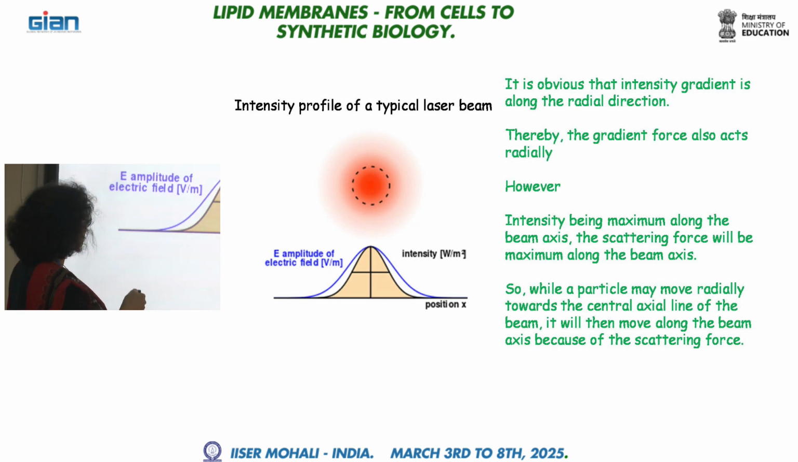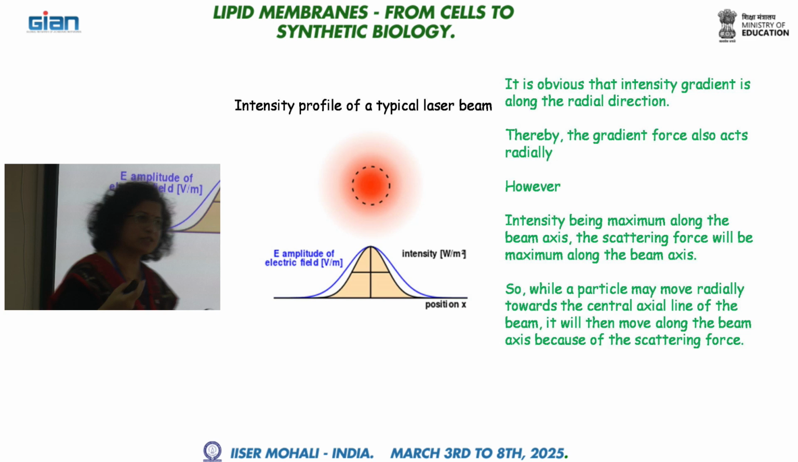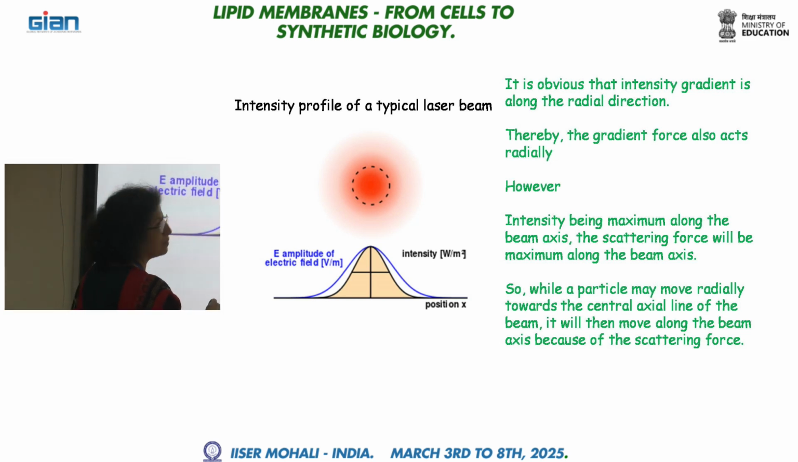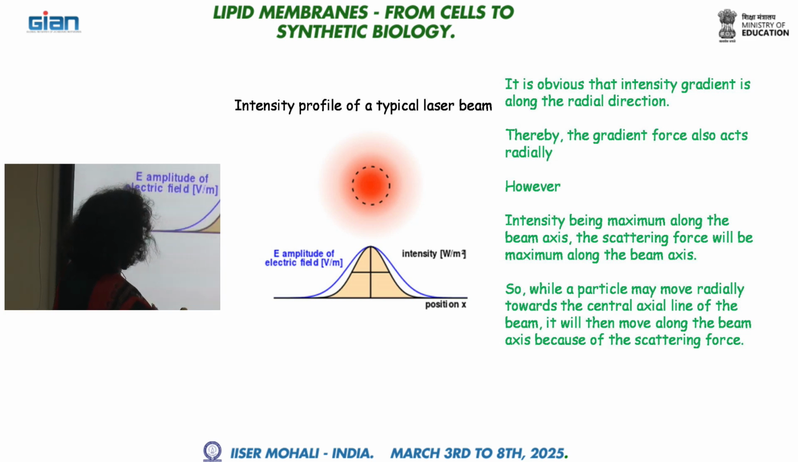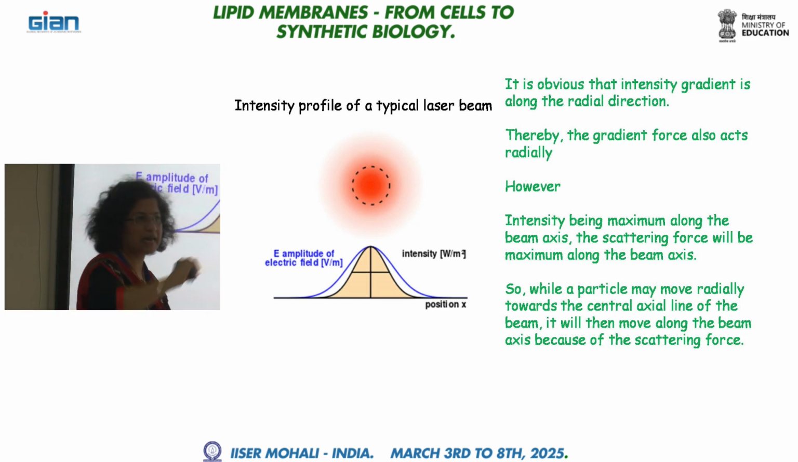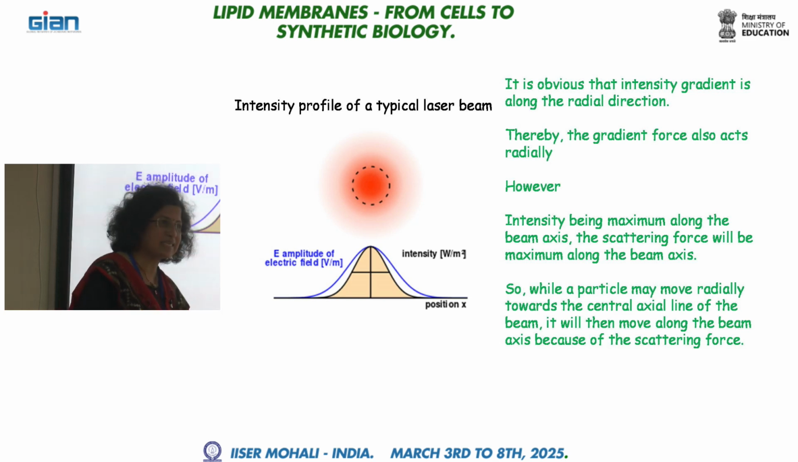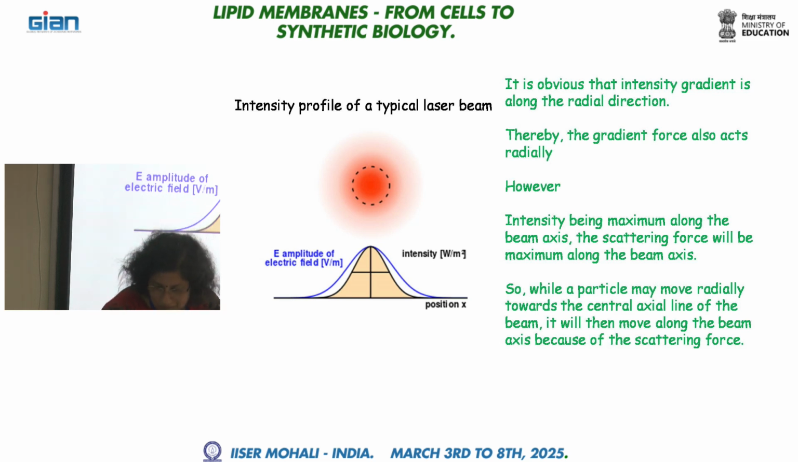But now of course in the central part of the beam, the scattering force is also going to be enormous, because many more photons are going to be incident over here on the particle than over here. So as a result, the particle is going to start traveling along the direction of the beam. Now you need to thereby create an extra gradient force which will counter this. So how do you do that?